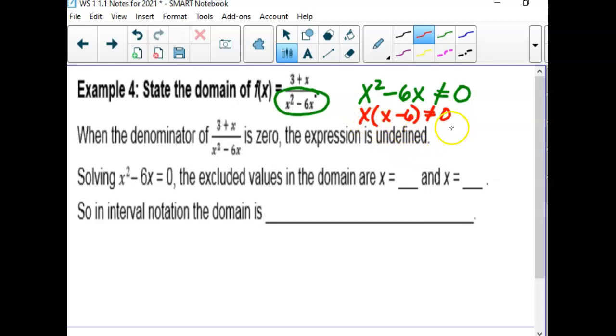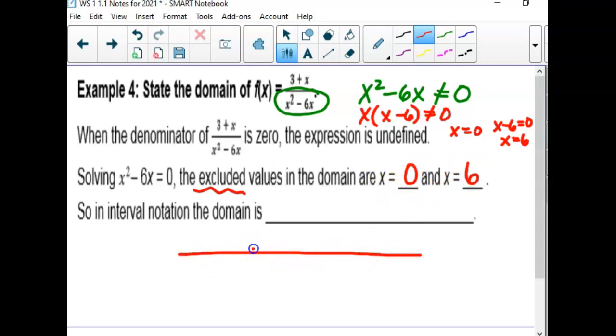So if I set x equal to 0 or x minus 6 equal to 0, I would get 0 and 6. And those are excluded values, okay? So it can't be 0 and it can't be 6. If you were drawing a number line, there would be an open circle at 0 and an open circle at 6. Everything else in the whole wide world works.